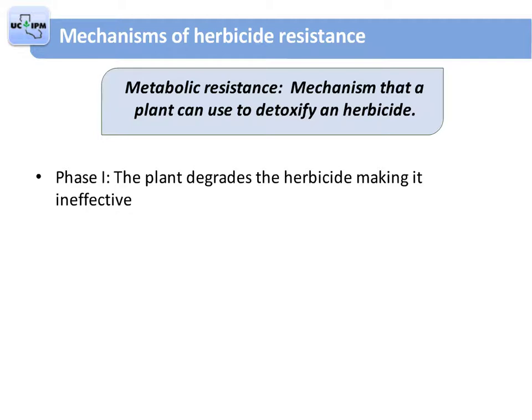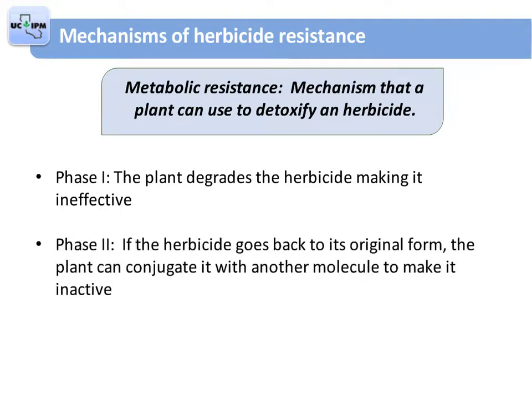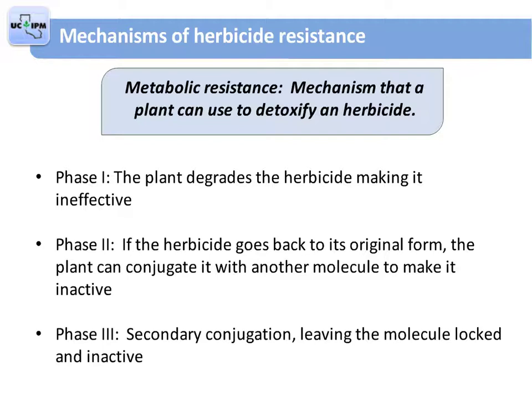To prevent that, a molecule goes through phase 2 of degradation. The plant conjugates these molecules with other molecules such as sugar or amino acids. After conjugation, they become inactive and make it more difficult for molecules to go back to the original form. However, it is sometimes possible for the molecules to go back to their original form again. So the molecule undergoes a secondary conjugation, phase 3, leaving the molecule locked and inactive and unable to hurt the plant.